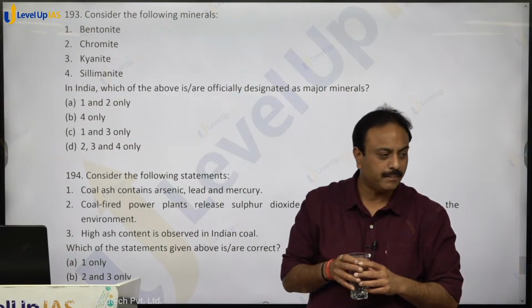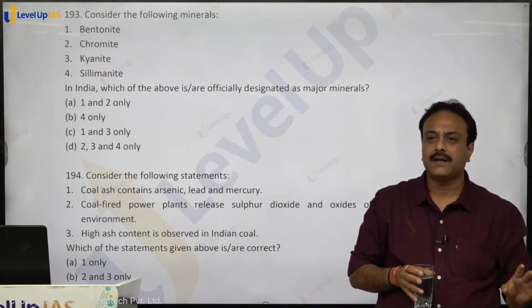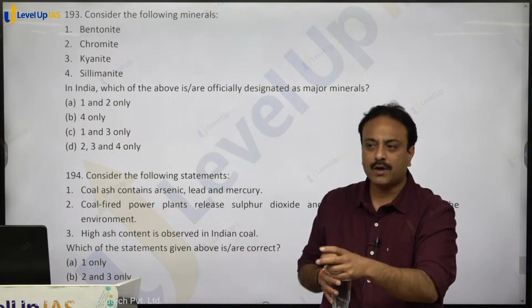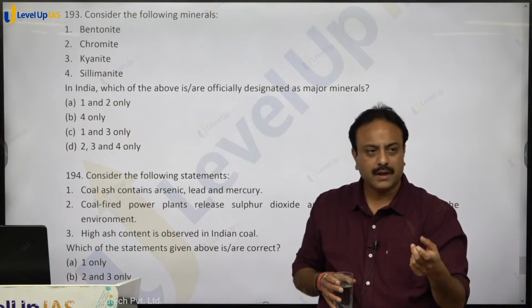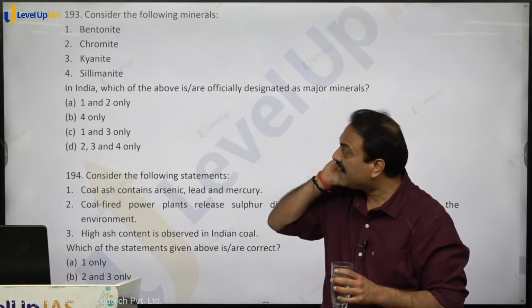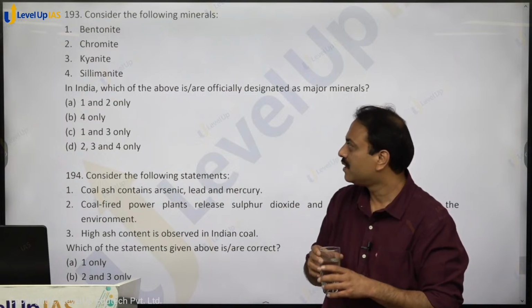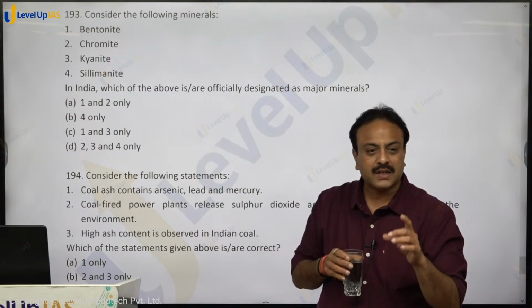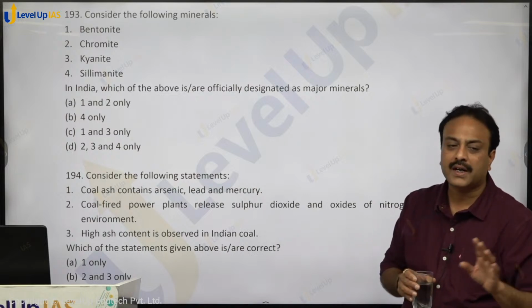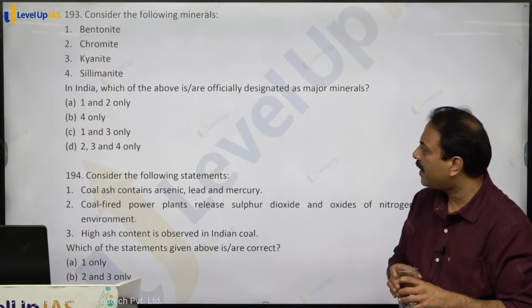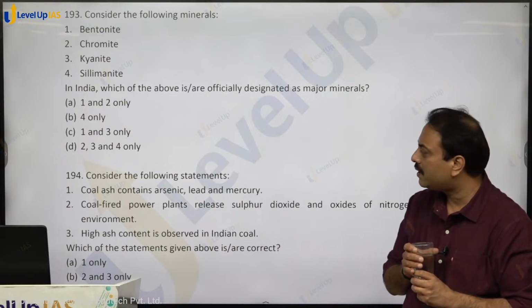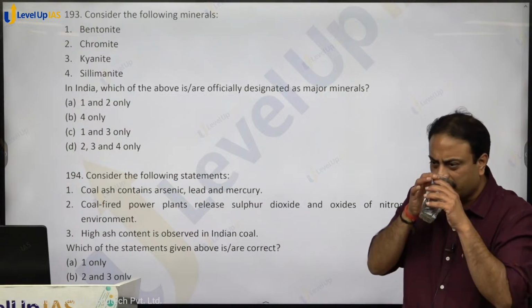Chromite is in chromium, steel, chrome plating. Chrome plating like taps, mixers, wall mixer, basin mixer, diverters, showers which are used in the washroom. They are all chrome plated. Chromite का उसमें use है. Kyanite का use मुझे नहीं पता. So bentonite was considered because it is in use in construction, so it was regarded as a minor mineral. The remaining three are included in the category of major mineral. So 2, 3 and 4, they are designated as major minerals. So option D, D for dog, will be the right answer.